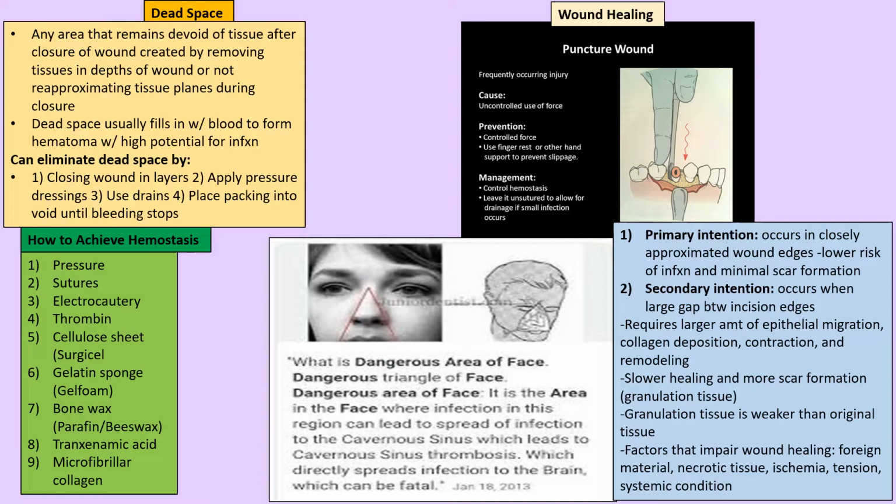Now the primary intention and secondary intention healing. Primary intention healing happens when you have nicely sutured, approximated, surgically incised wounds where healing happens without scarring. While secondary intention is like an open wound that is healing, so there's lots of granulation tissue, collagen, and there's going to be scarring. For example, in gingivectomy, we have the secondary intention healing.